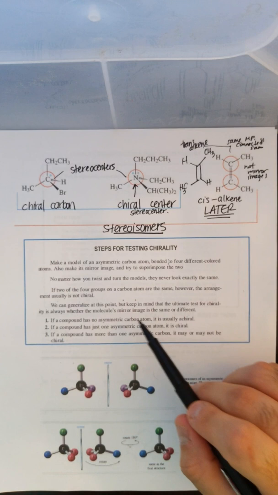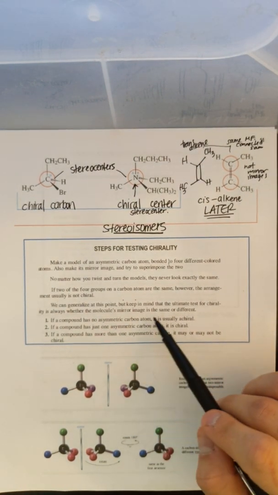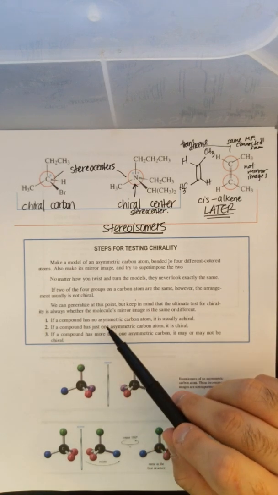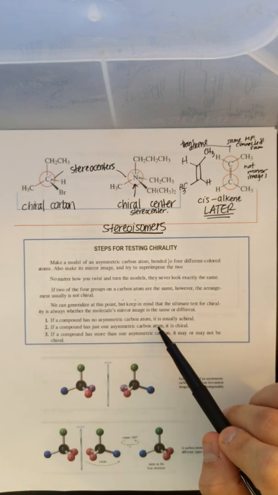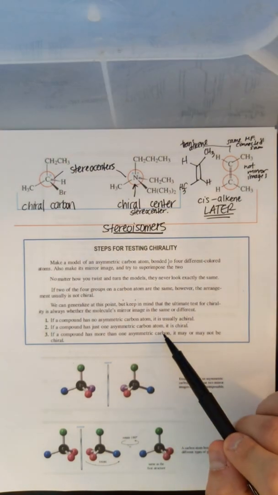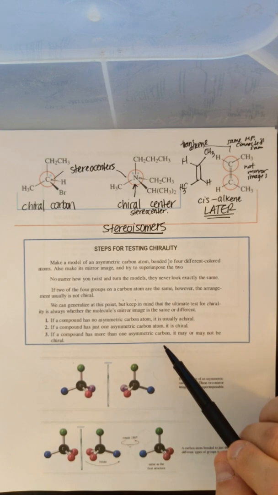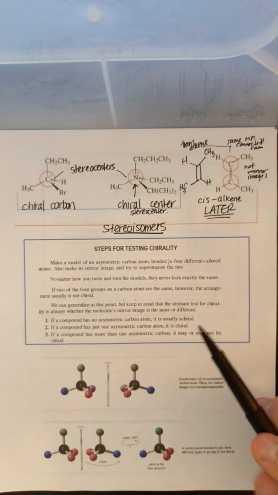We can generalize at this point. Keep in mind that the ultimate test for chirality is always whether the molecule's mirror image is the same or different. If a compound has no asymmetric carbon atom, it is achiral. If a compound has just one asymmetric carbon atom, it's chiral. If a compound has more than one asymmetric atom, it may or may not be chiral.